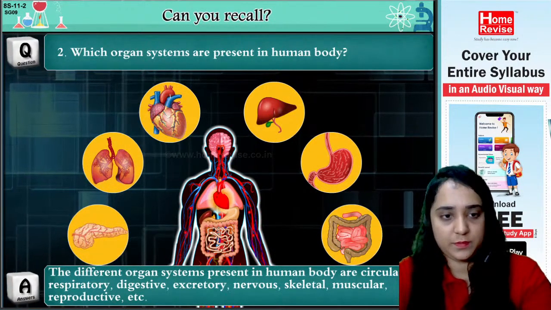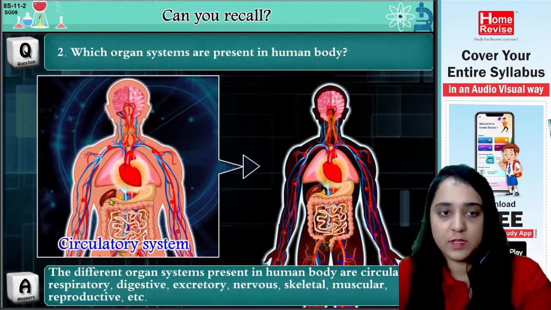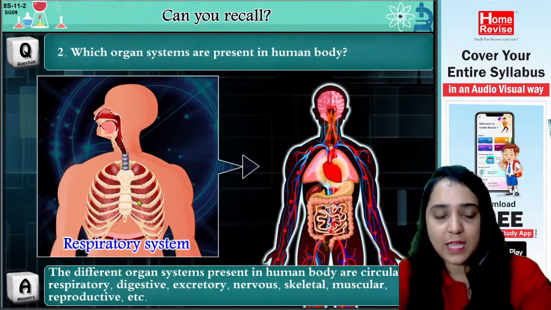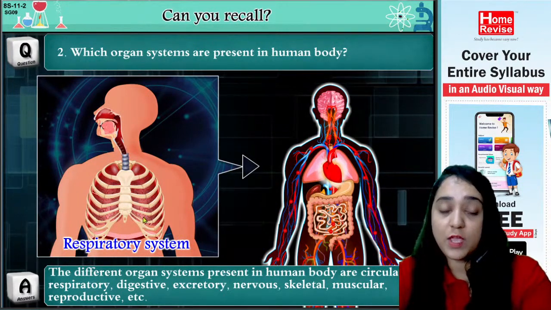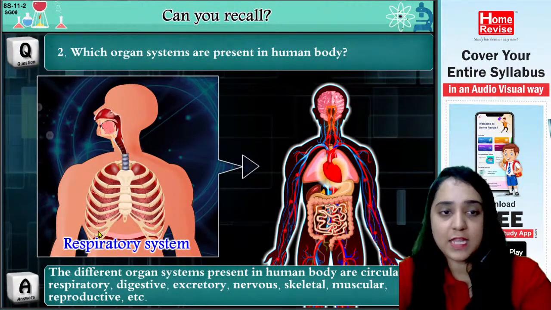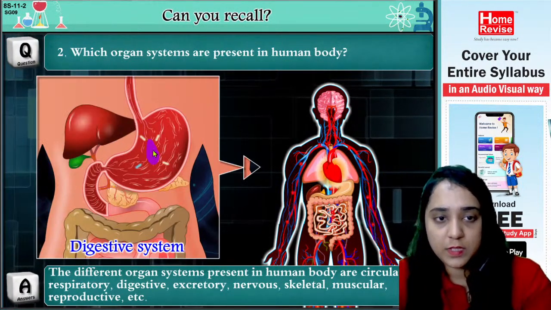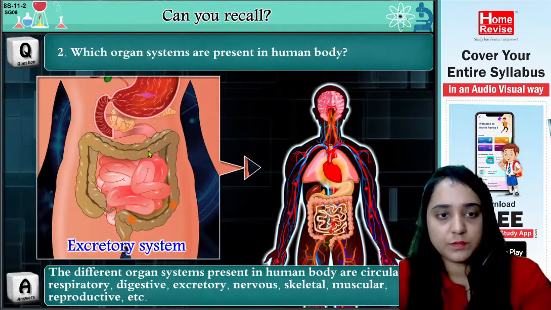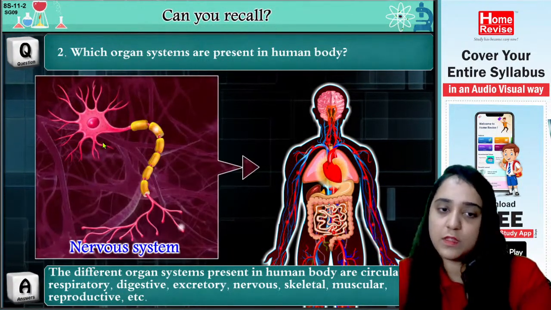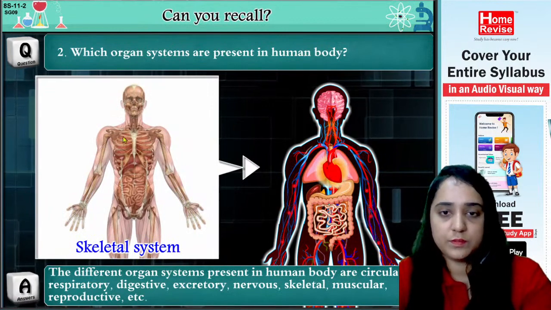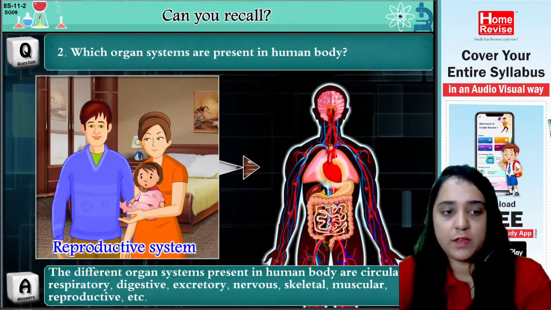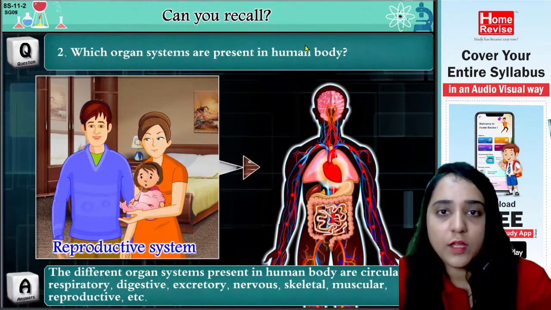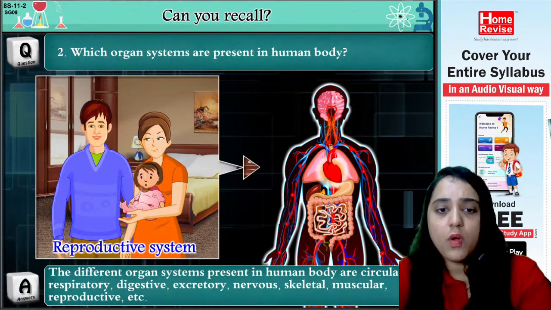The organ systems present in the human body are circulatory, respiratory, digestive, excretory, nervous, skeletal, muscular, reproductive, etc. Can you see this? Just pay attention to the diagrams shown aside. This helps you understand in more detail.